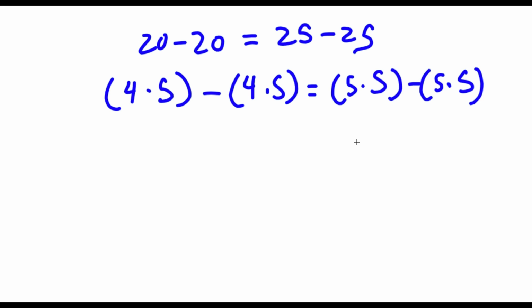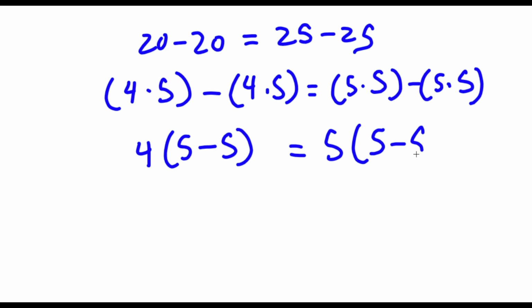Now, this is the same thing as 4 times (5 minus 5). All I did was I factored out 4 from this because both terms were being multiplied by 4. And now this is the same thing as 5 times (5 minus 5). All I did was I factored out 5 from this because 5 is being multiplied by both terms.